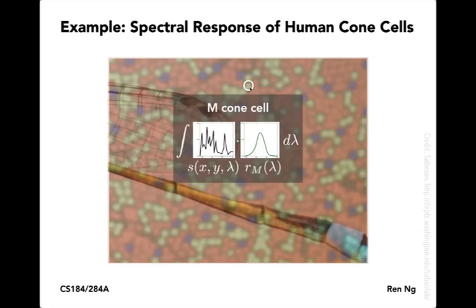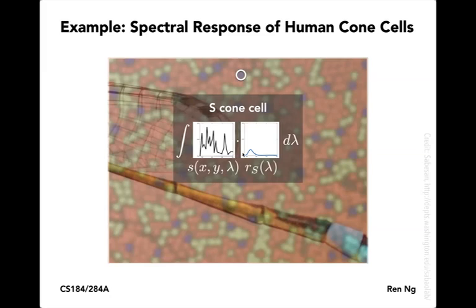This M cell over here, which is also in this beige light regime, has a similar but different response to the M cone cell. The difference is that it's being projected against this M cone spectral response, which is slightly different than the L. This is an S cone cell over here, and you can tell that it's going to have a quite different response because the S cone response is much shallower and is also at shorter wavelengths.